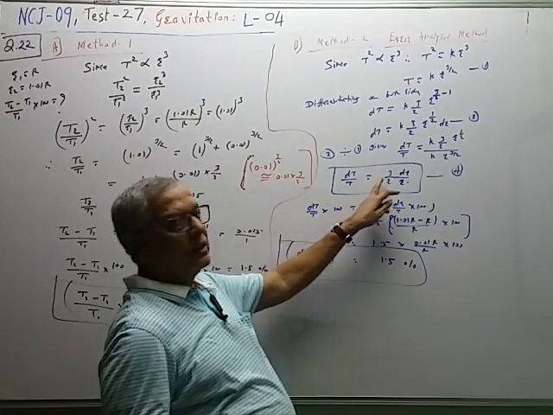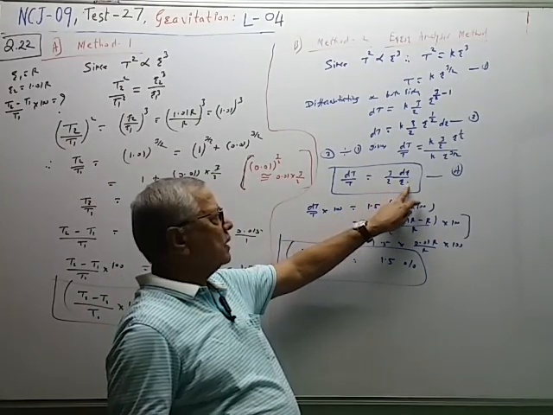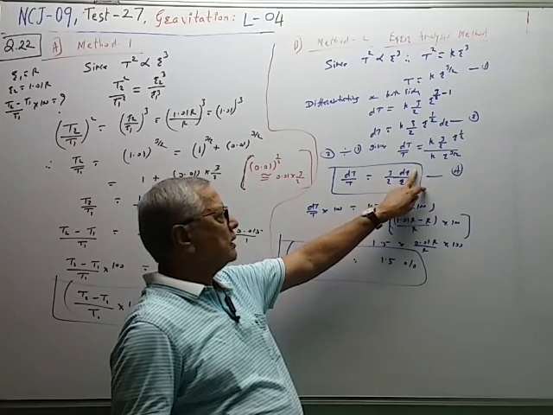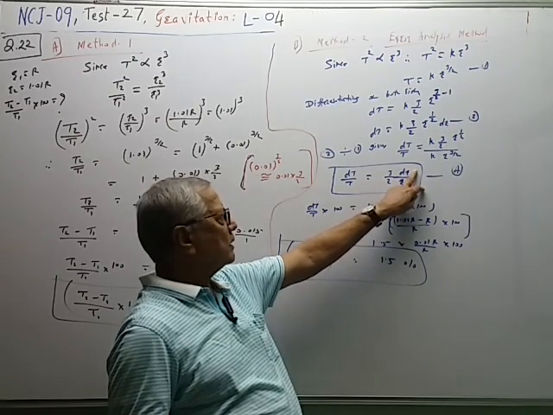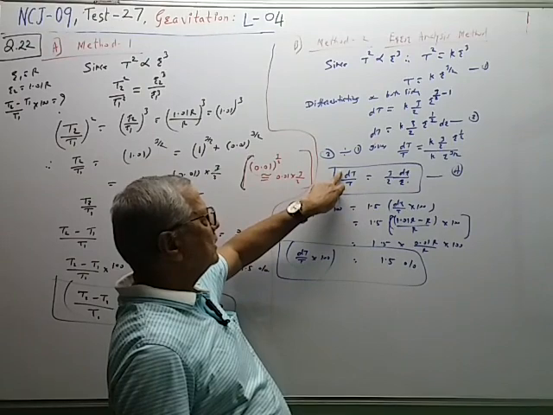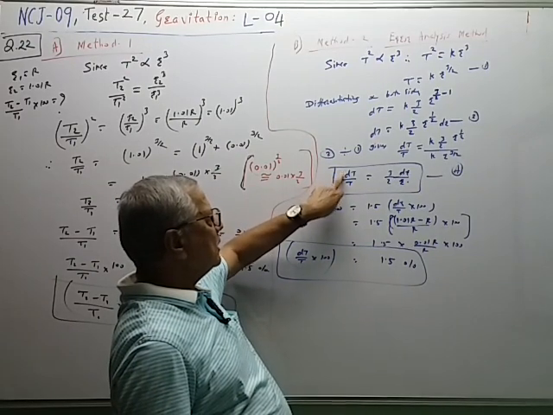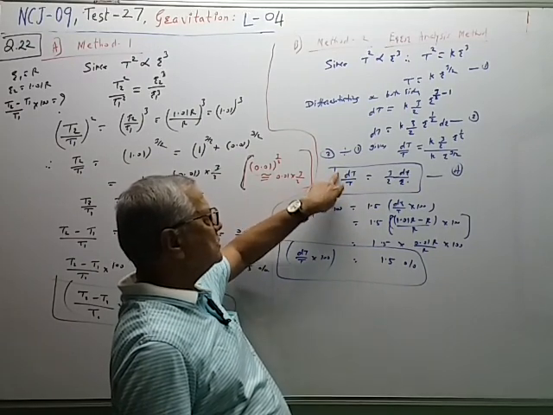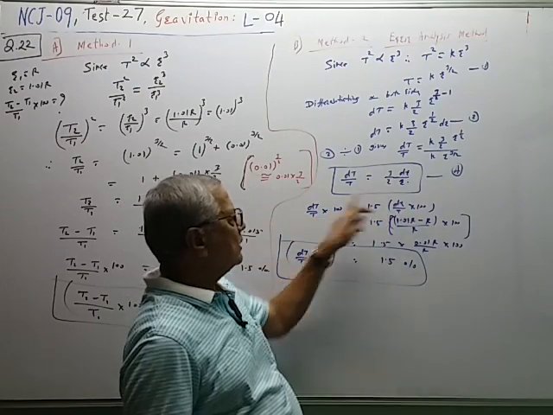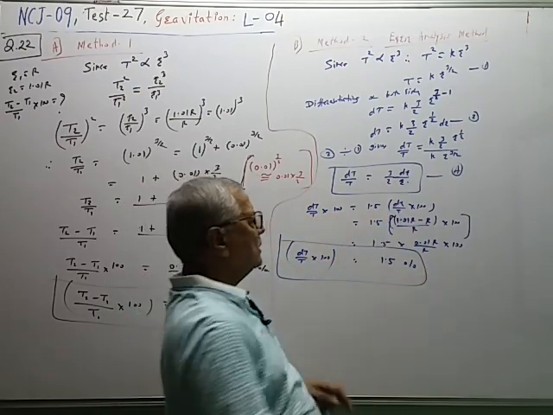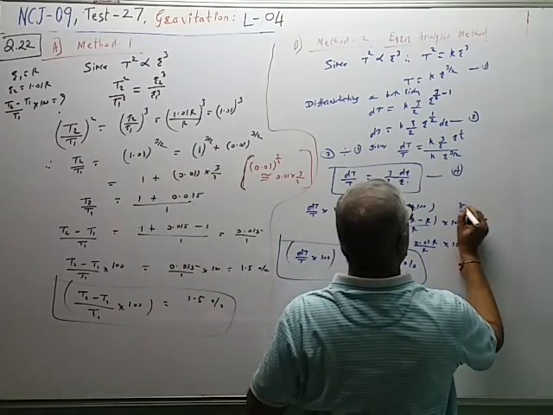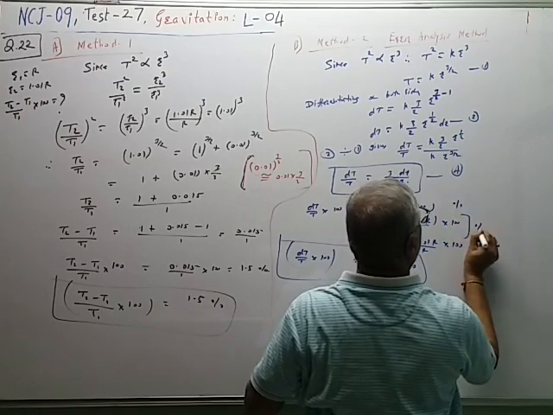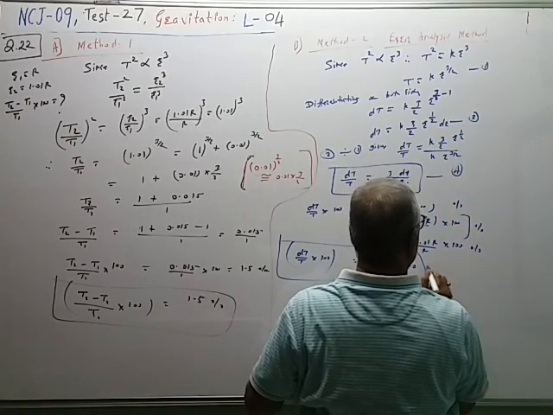This is the error analysis method. If the radius increases by dR, then the period increases by dT. So this is the increase in period upon the original period. This is the percentage change in period. When you multiply by 100, we get the answer in percentage. So here it is multiplied by 100, so it is in percent.